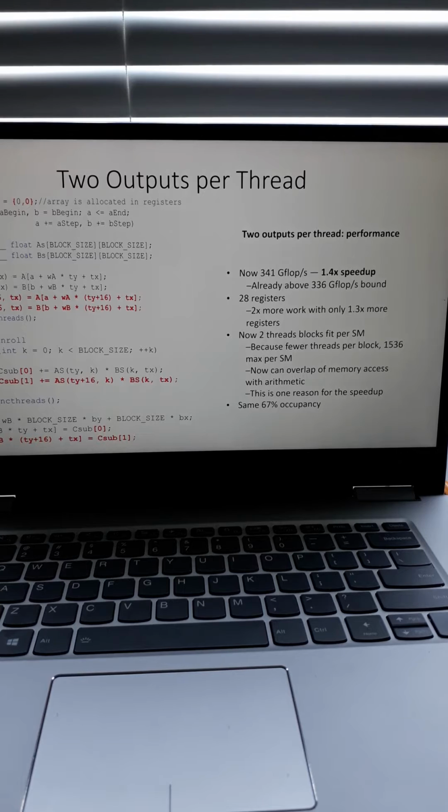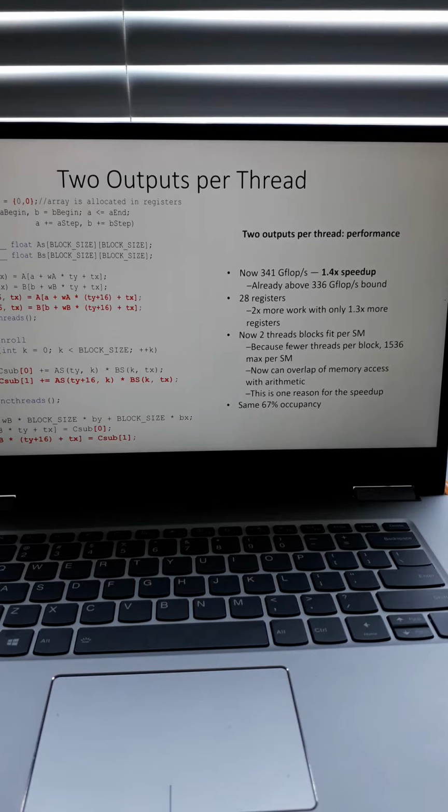So over here the performance goes up to 341 G-flops per second. That is, the speed has gone up by 1.4 times. We are using somewhere around 28 registers per thread. And so we can see that only by increasing the number of registers by 1.3 times, 2 times more load is being done. Instead of having one arithmetic operation, there are twice. The arithmetic operation load has gone up by 2.